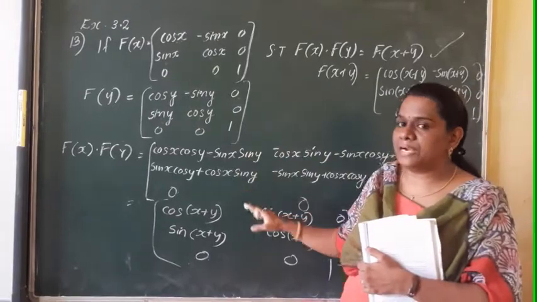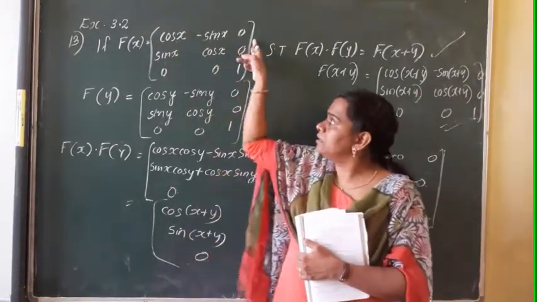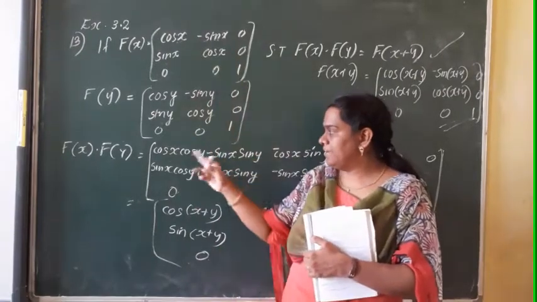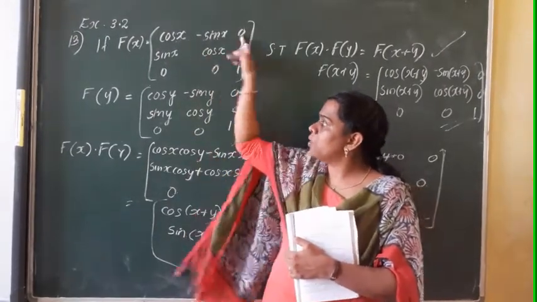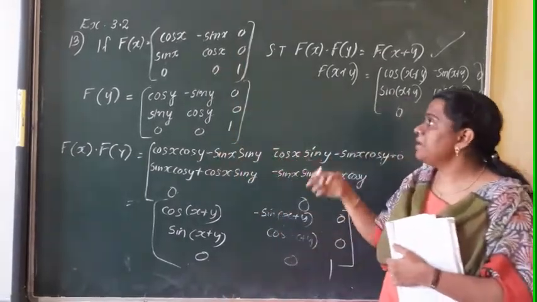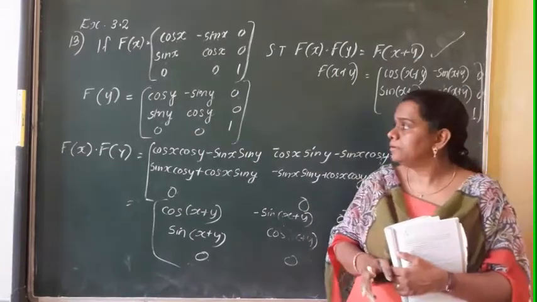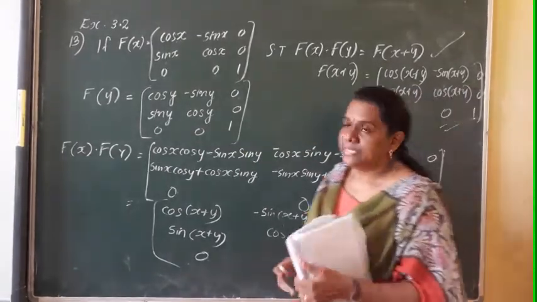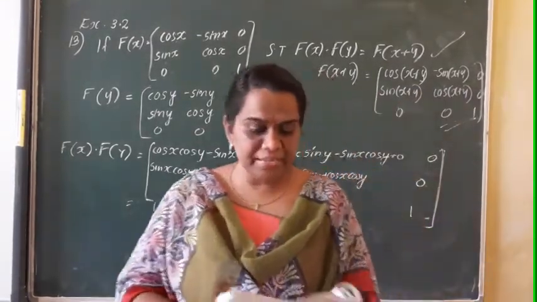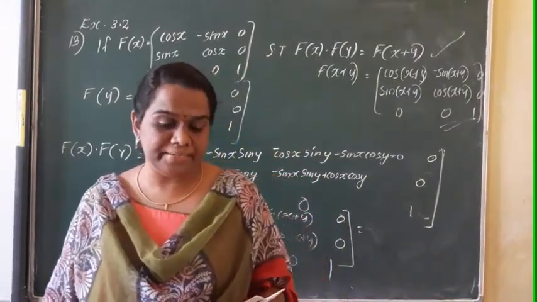Afterwards the matrix multiplication. How to do matrix multiplication? First row, first column, we get the first element. First row, second column, multiply corresponding, you get second element. And first row, third column, you get like that. Understood? Is it clear? So that is question number 13. Please complete this question. Question number 13.